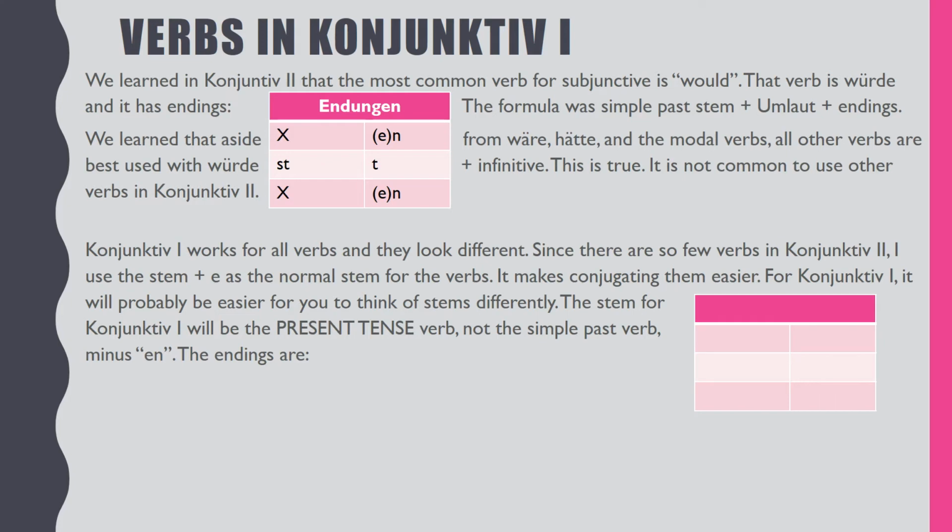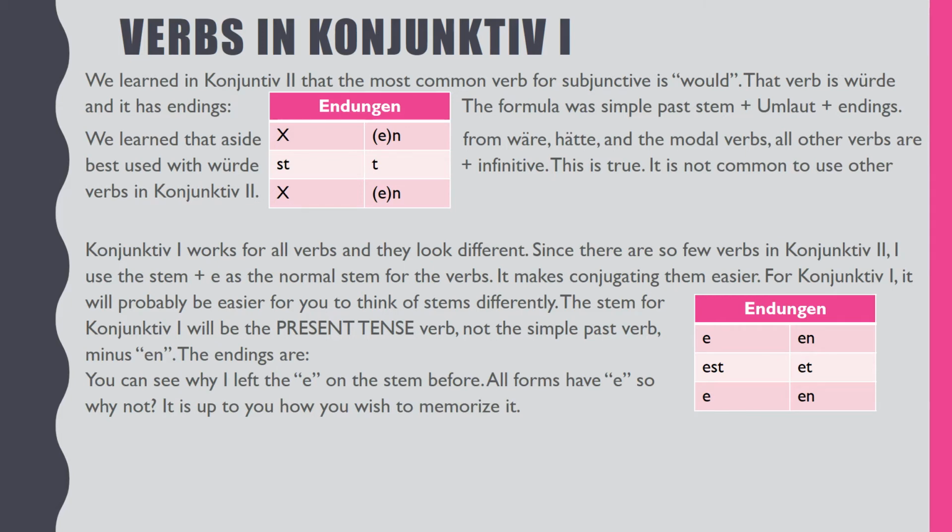You will also add endings. The endings are e, est, e, en, et, en. You can see why I left the e on the stem before. All forms, in both Konjunktiv II and Konjunktiv I, have e, so why not? It is up to you how you wish to memorize them.